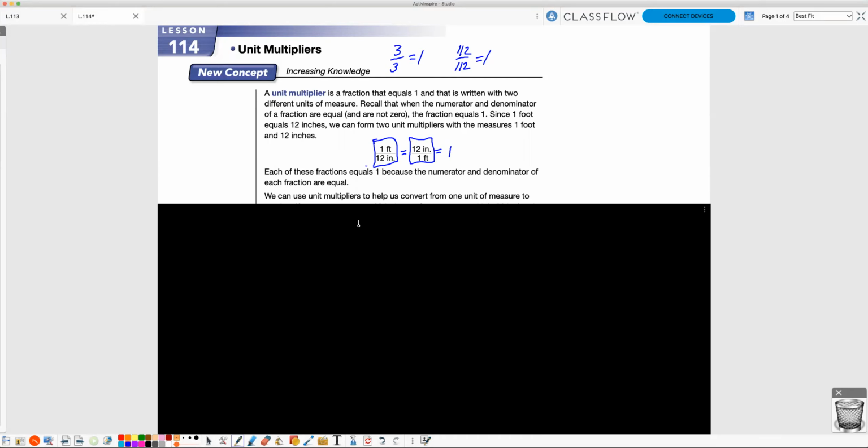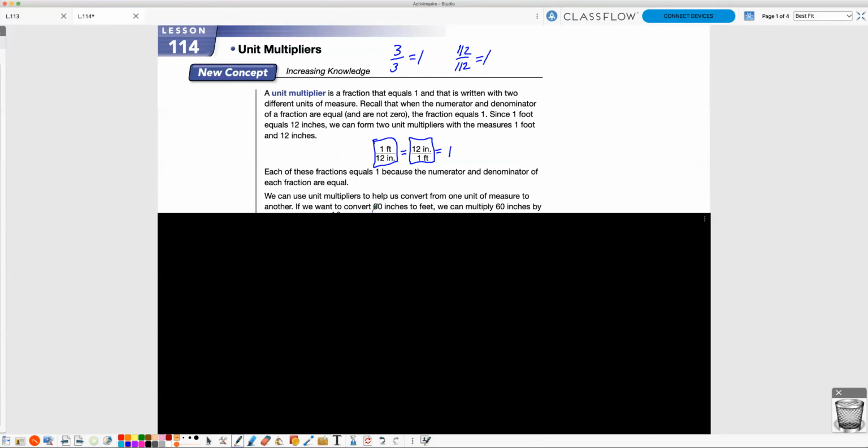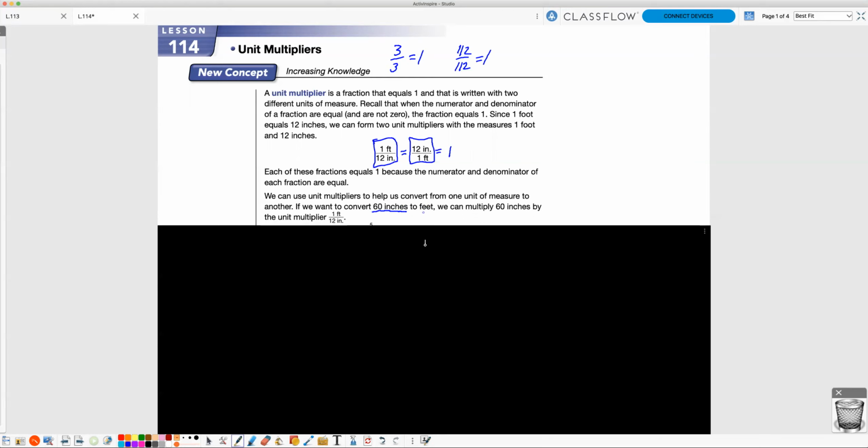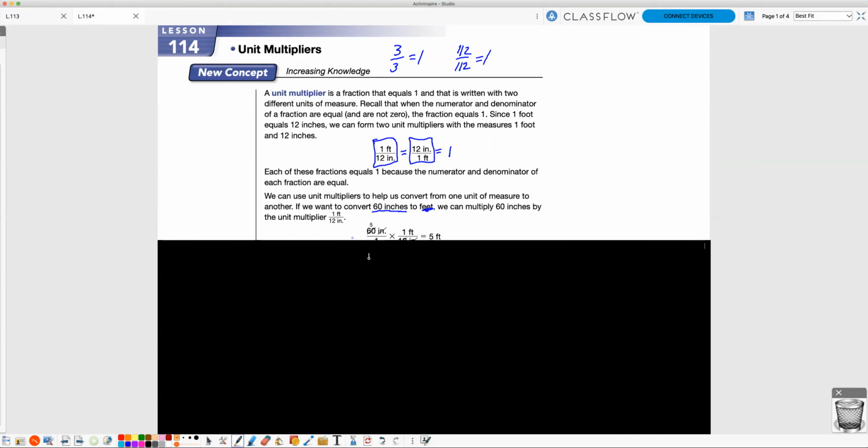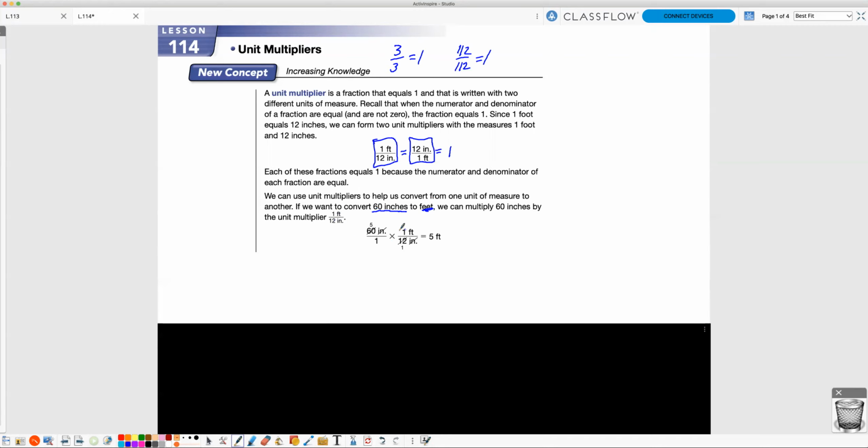We can use unit multipliers to help us convert from one unit of measure to another. If we want to convert 60 inches to feet, we can multiply 60 inches by the unit multiplier 1 foot over 12 inches. Because we want to convert to feet, we want to make sure that that unit multiplier has feet in the numerator. Why would we do that? Because when you have such a thing as this, inches cancels out inches, and all you're left with is feet as the label, and we wanted it to be converted to feet.